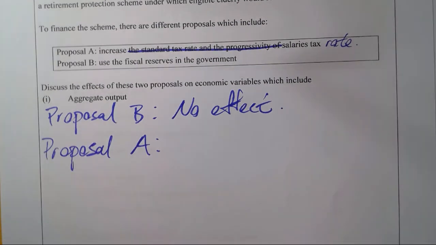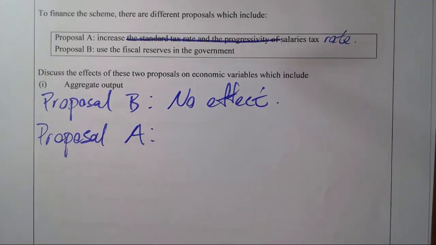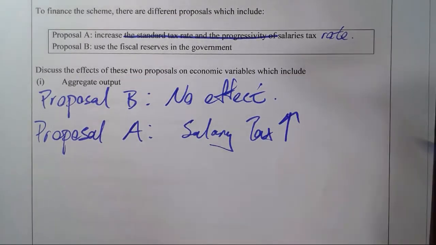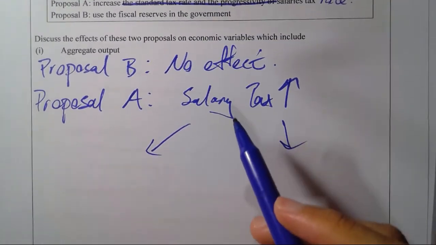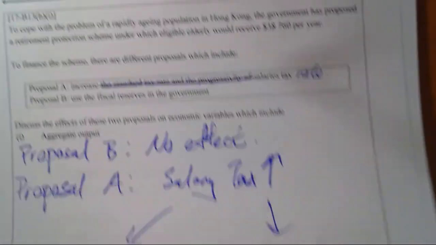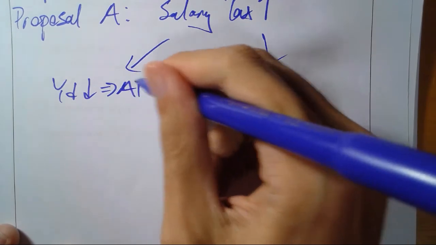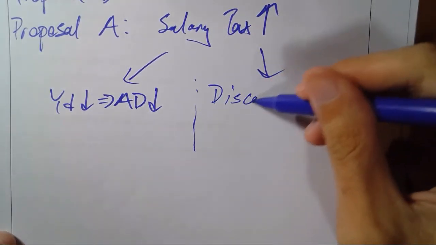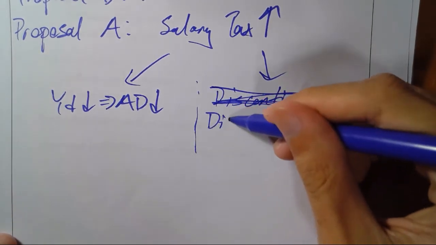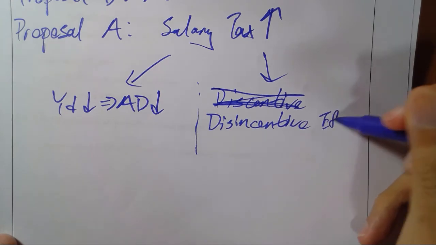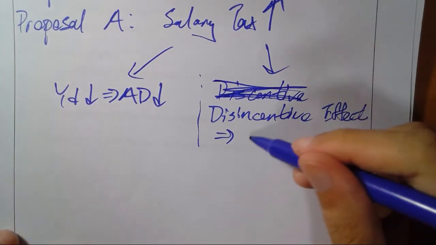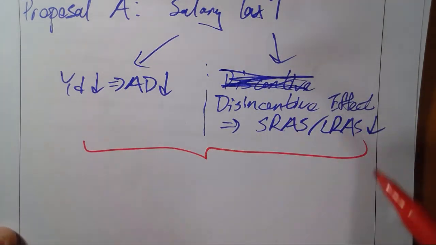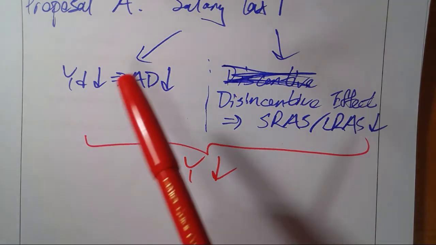嗱 what about proposal A? Now, proposal A, they are taking your money to pay their money, right? 係咪啊？攞咗你嘅錢去俾。And importantly, remember, when salary tax increases, 2 things would happen. Now, first, when salary tax increases, it means your disposable income would decrease. Now, therefore, AD would decrease. On another hand, this would create disincentive effects. Now, therefore, SRAS and LRAS may also decrease. Together, we are quite sure the output level will decrease because both AD and AS decrease.